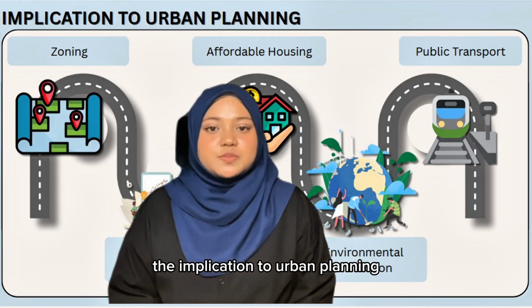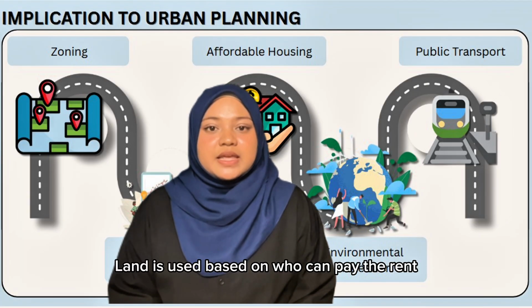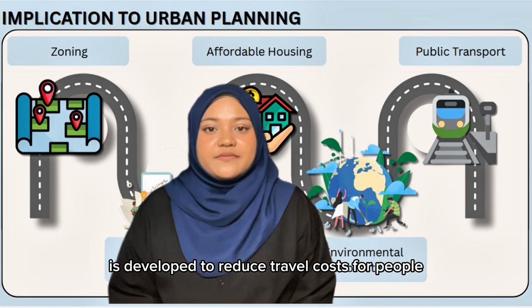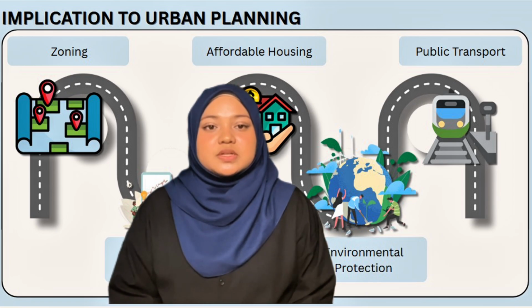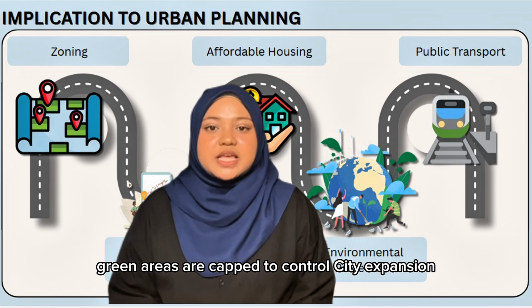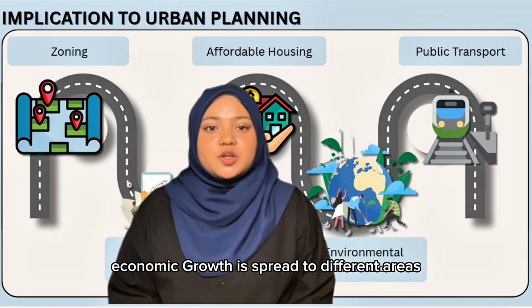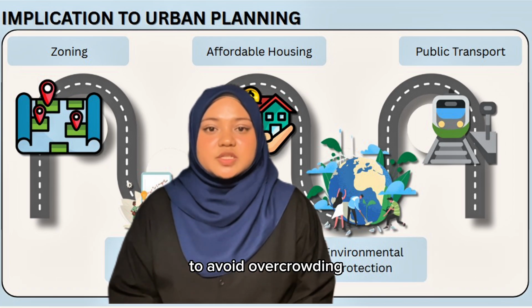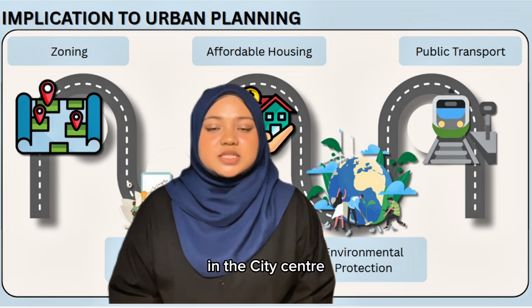The implication to urban planning. In urban planning, land is used based on who can pay the rent. Public transport is developed to reduce travel costs for people. Affordable houses are built near transport hubs to help people live closer to work. Green areas are kept to control city expansion. At the same time, economic growth is spread to different areas to avoid overcrowding in the city center.